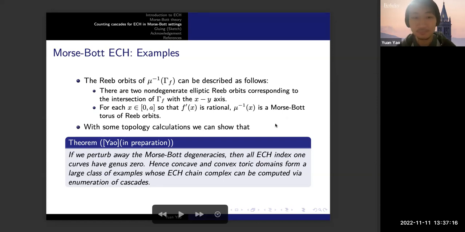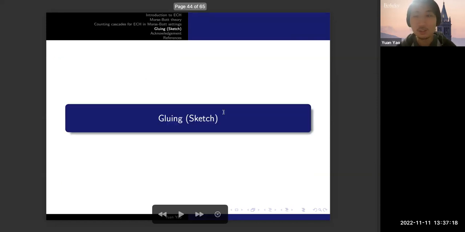Okay. So gluing. Before I go on to gluing, are there any questions?